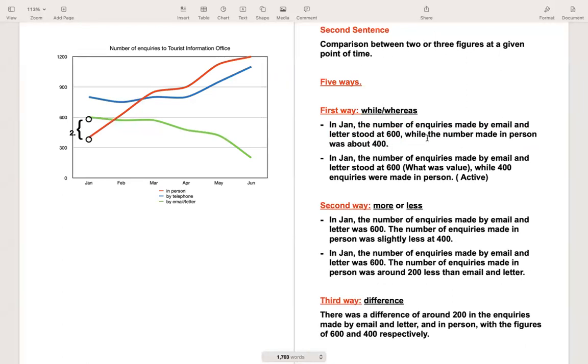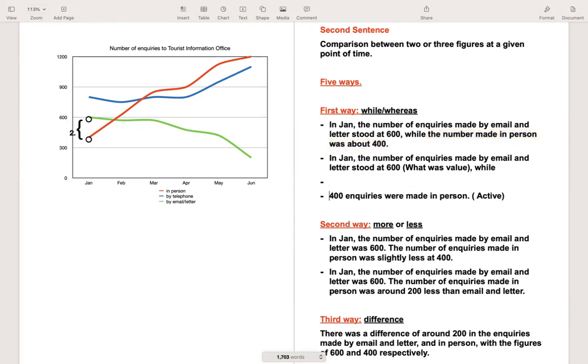Now, you don't need to make the second sentence in the same form like we did earlier. We can make it an active sentence, we can make it a passive. That's how you bring in variety. So the first part will be the "what was the value" sentence. The second sentence can be active or passive. For example, here, I made the second sentence the passive one. 400 inquiries were made in person. So that is the way you can bring in variety here as well. Is it clear? Yes, sir.